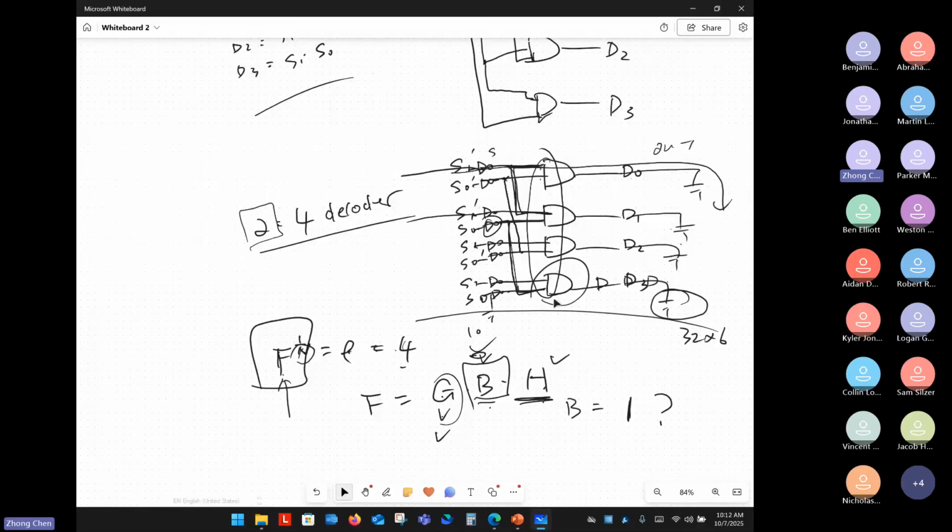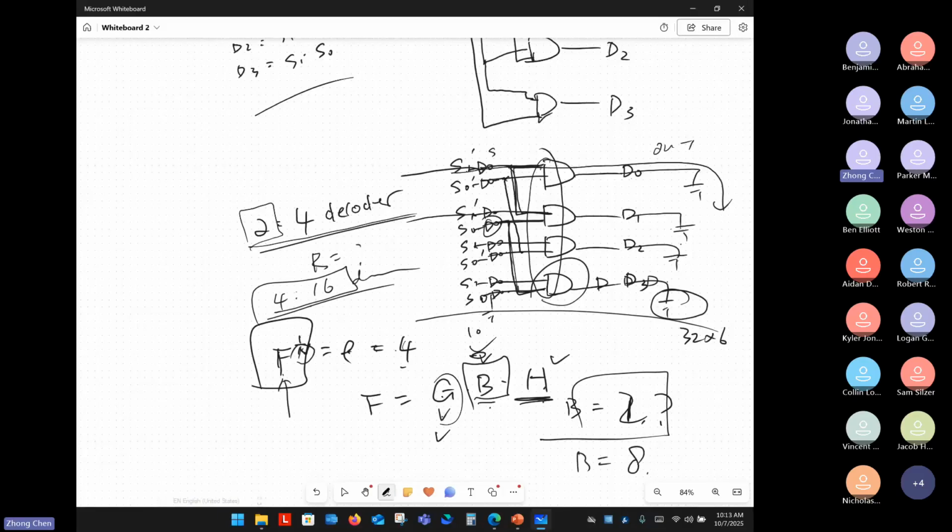Okay, let's leave this question to you to think about. We can pick it up this Thursday to discuss the branching effort. So think about this case, 2 to 4 decoder. What is the B value here? And if we have a 4 to 16 decoder, what is the branching effort here? In this case, I think the B value is equal to 2, so then for the 4 to 16, the B value is equal to 8. But we will figure it out, and talk about it more in the next class.